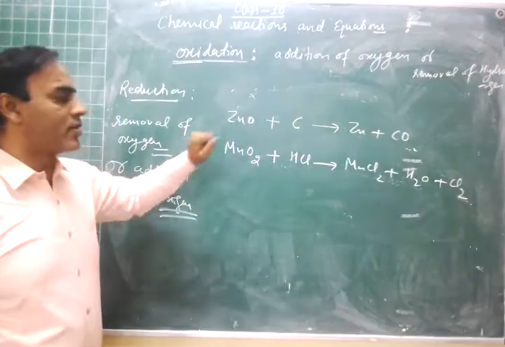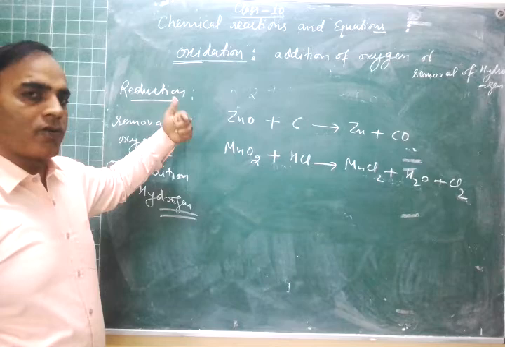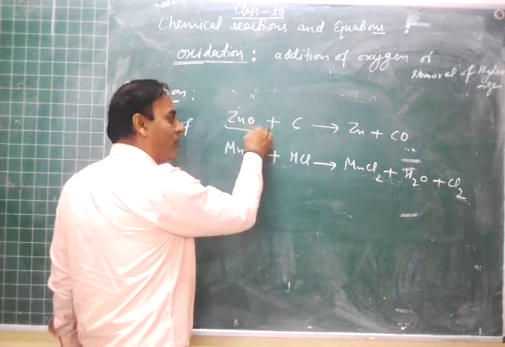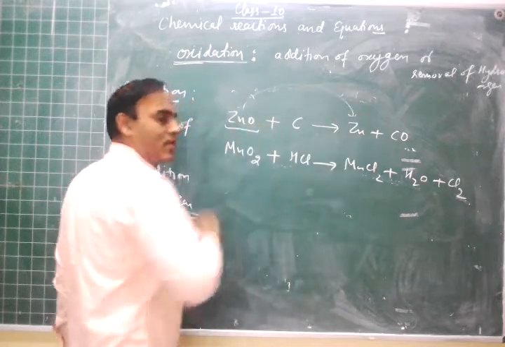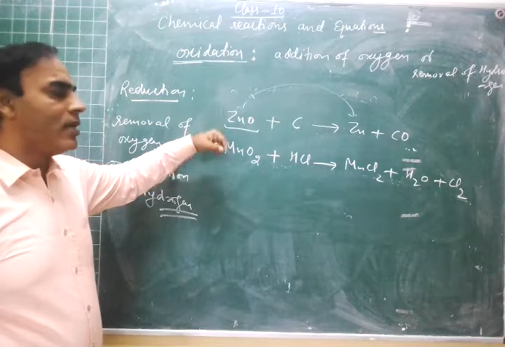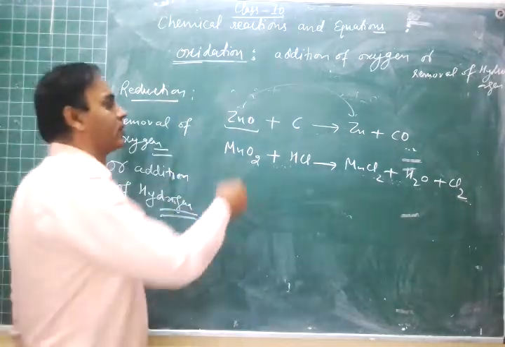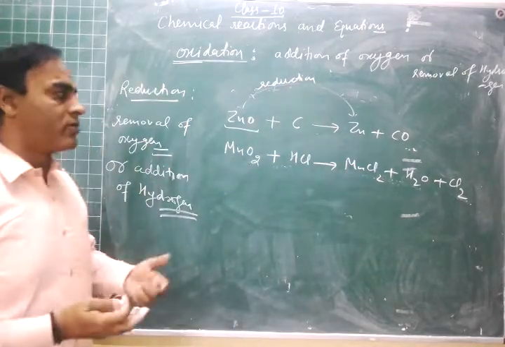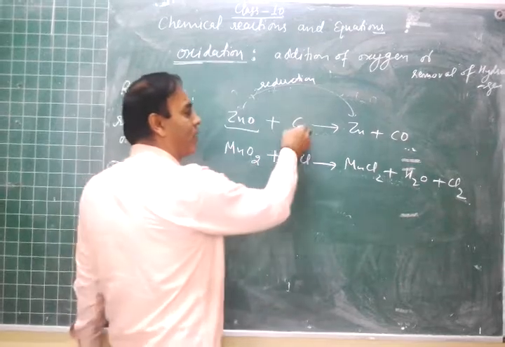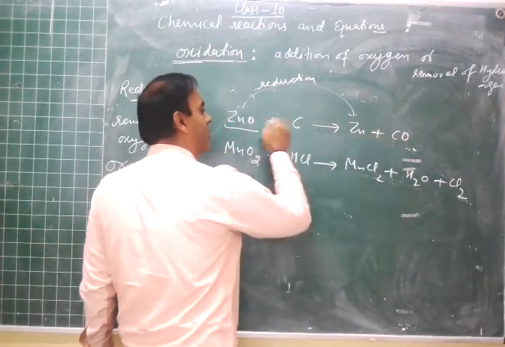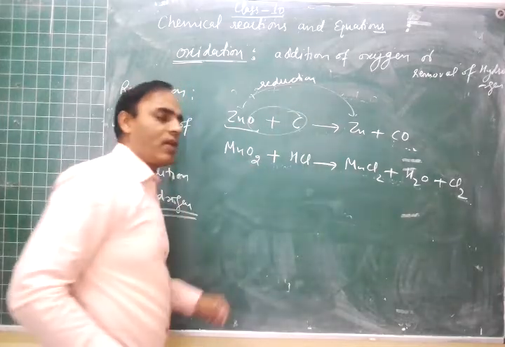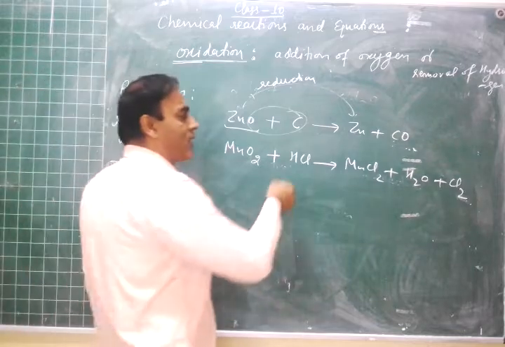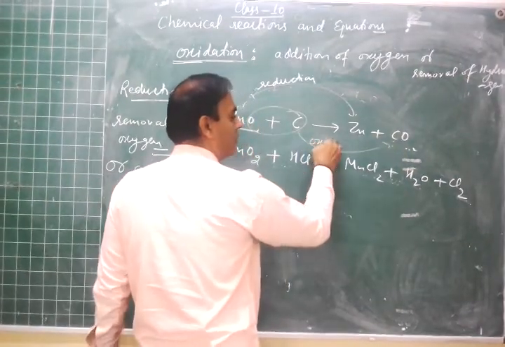Now in this reaction, how will you say which gets oxidized and which gets reduced, right? So in zinc oxide, here we are removing oxygen from the zinc. So here you can say zinc oxide undergoes reduction, that zinc oxide gets reduced. We can say it in this way also. Now here you can see that carbon is getting oxygen, right? So if carbon is getting oxygen, we can say carbon is getting oxidized, or we can say there is oxidation of carbon.